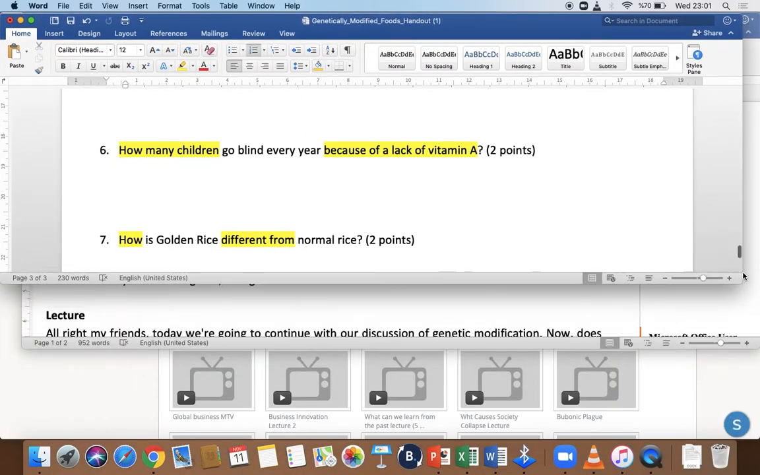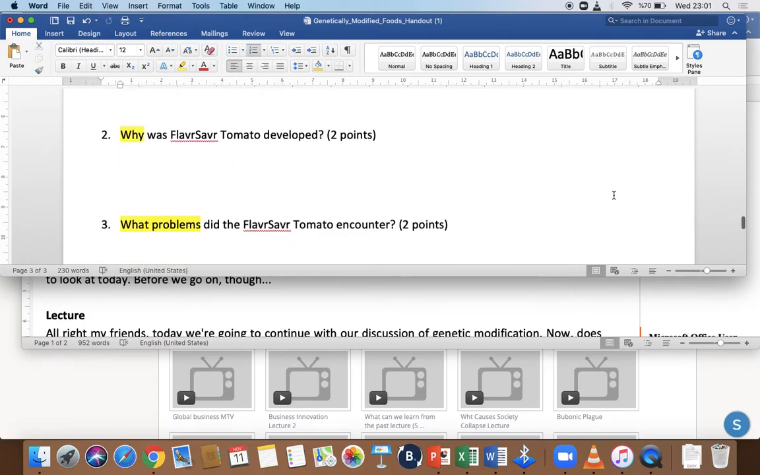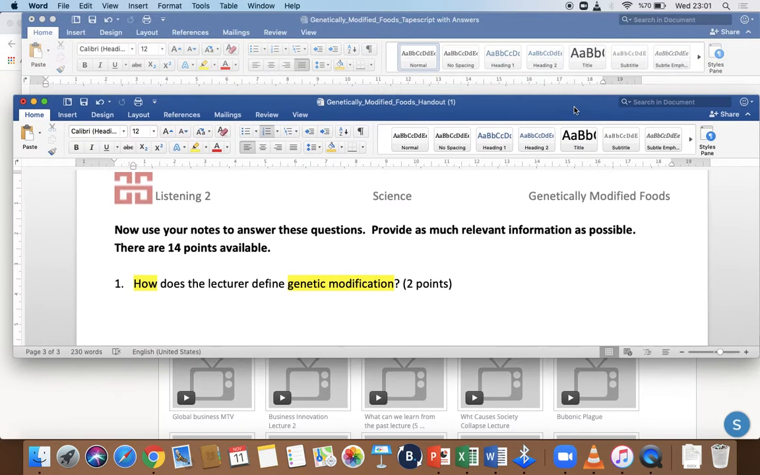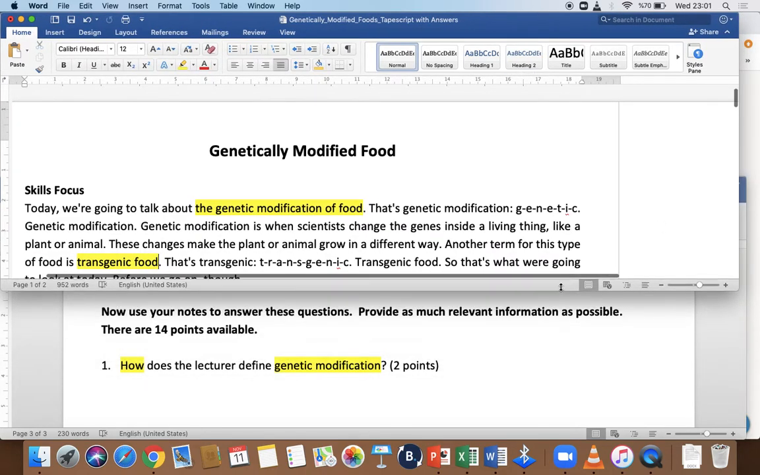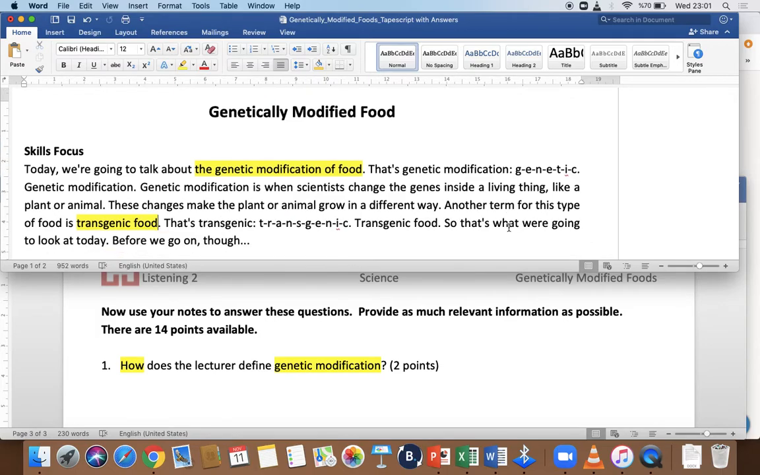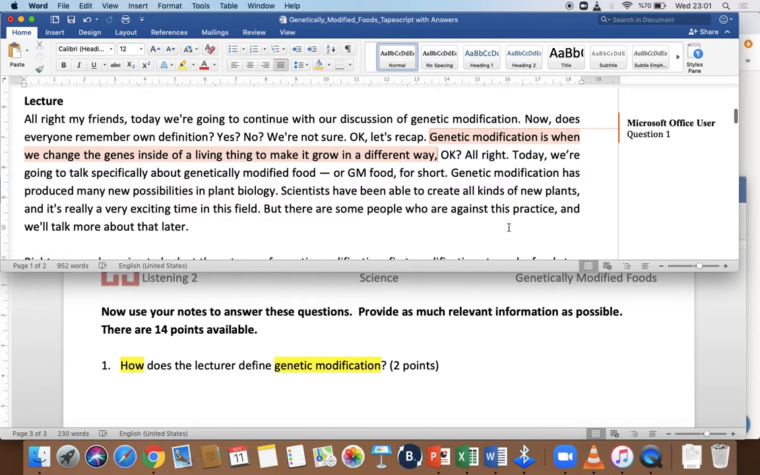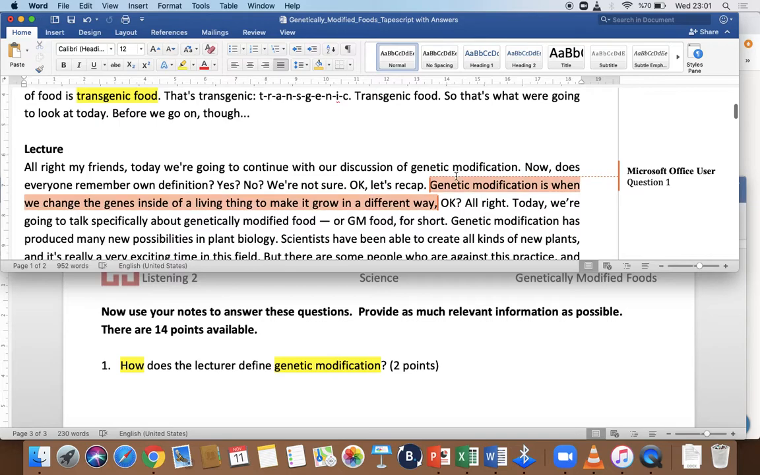Okay, now I assume that you have listened to the lecture, you have watched the lecture, so let's look at the answers together. So the first question, what is the definition of genetic modification? And the answer is here. Genetic modification is when we change the genes inside of a living thing to make it grow in a different way. So this part is important.